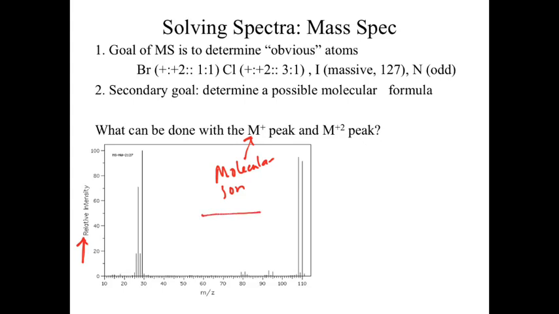So if we take a look at our signal furthest to the right, and then this is where it gets tricky, we're typically looking at the tallest signal within 3 m to z of the peak furthest to the right.